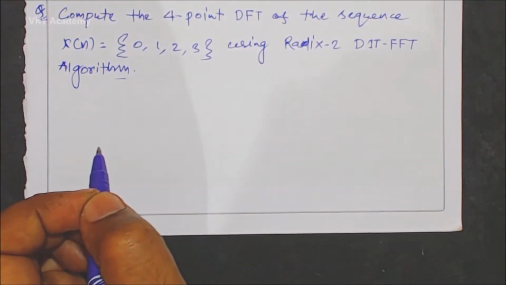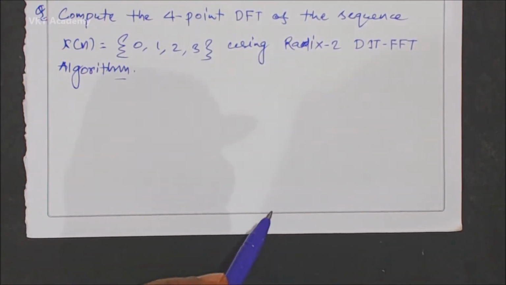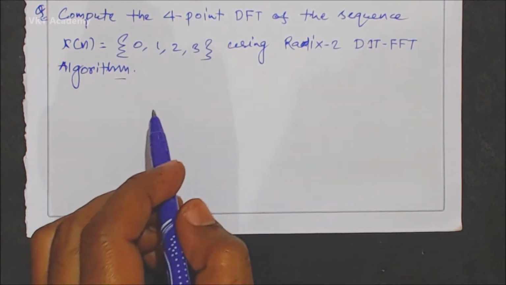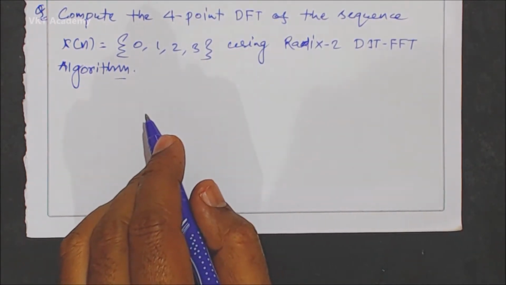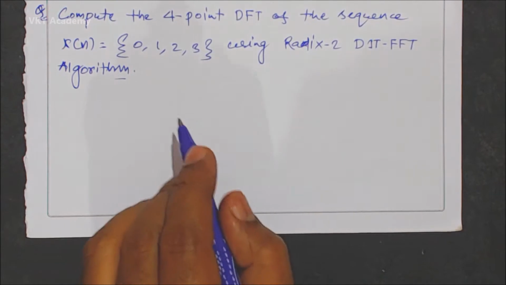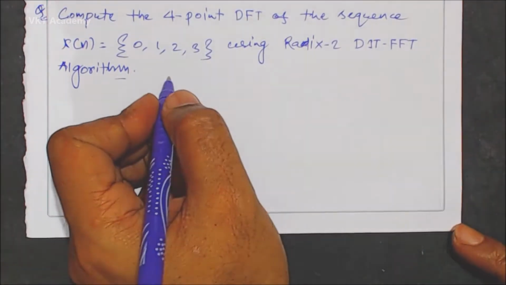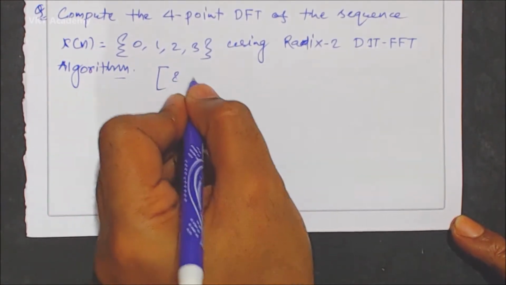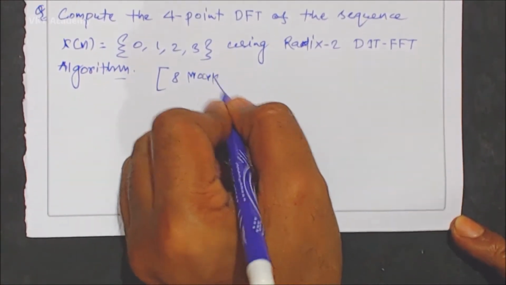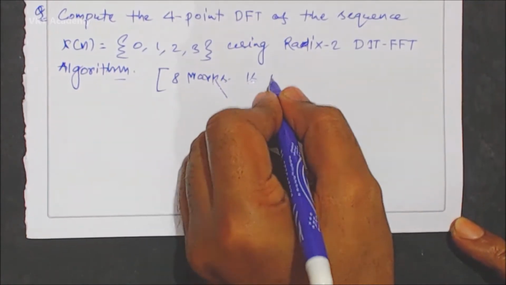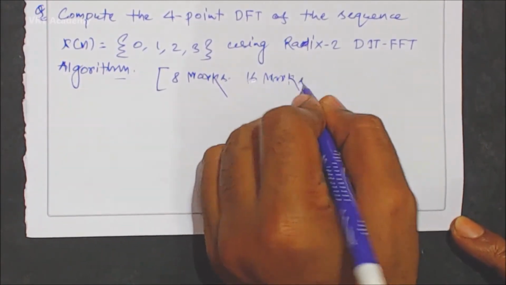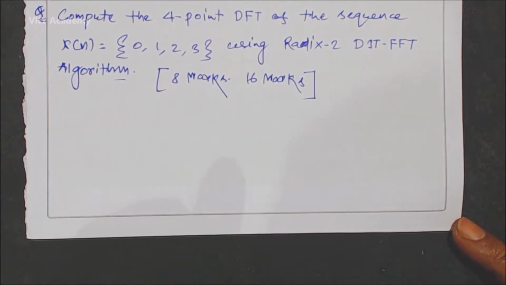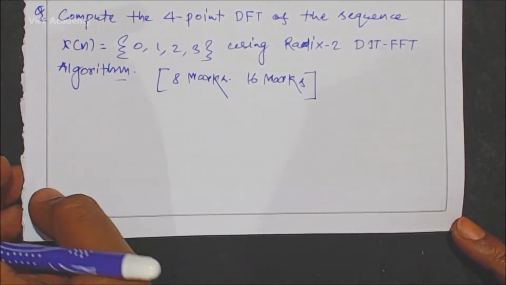Now before starting this session, let me clarify that fast Fourier transform has been removed from the GATE syllabus, GATE 2021. But it is very important for the semester examination point of view, because it generally comes in the semester examination of either 8 marks or 16 marks, depending on the examination pattern of different universities of digital signal processing. So let's get started.